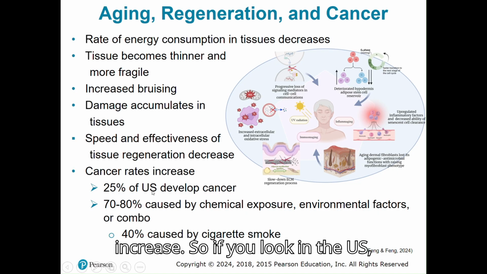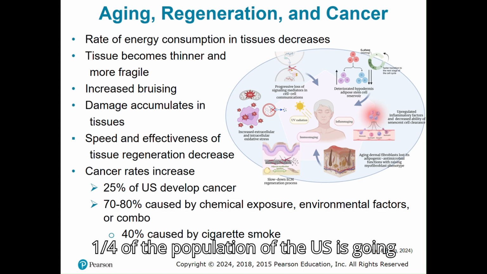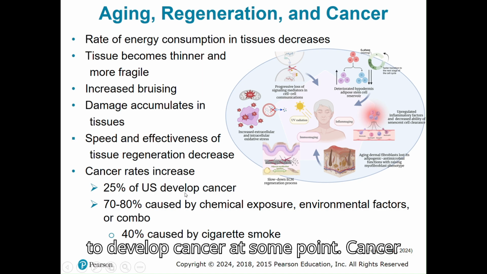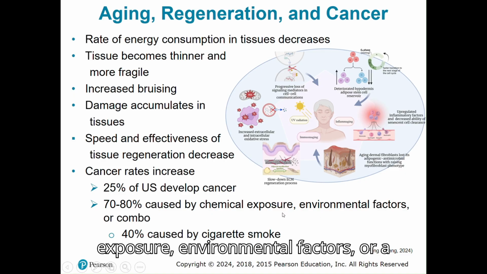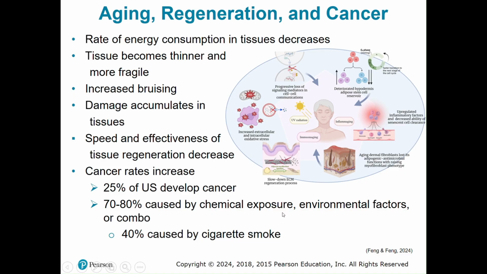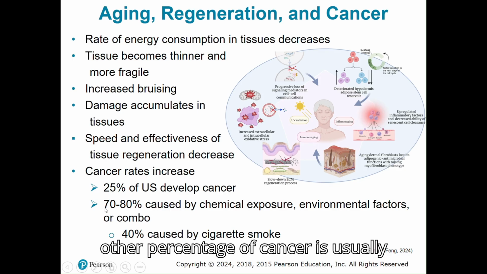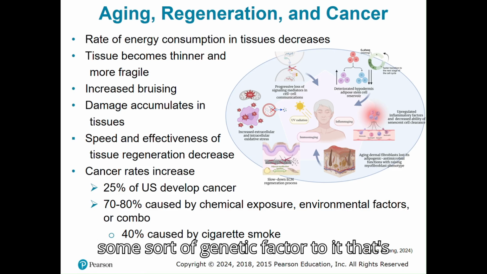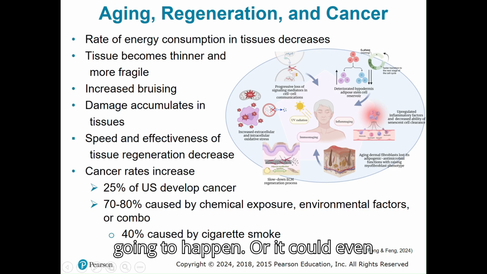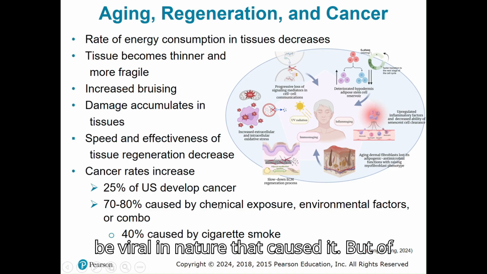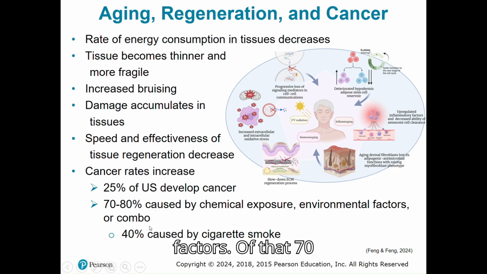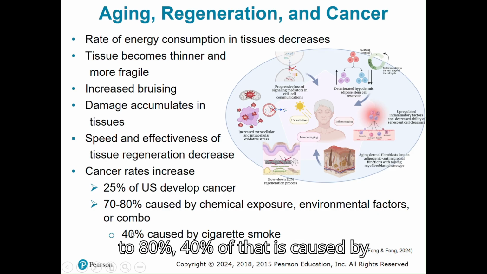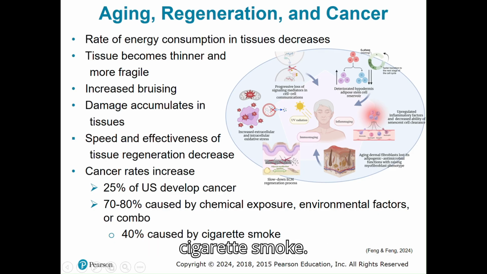So if you look in the US, 1/4 of the population of the US is going to develop cancer at some point. Cancer is oftentimes linked to chemical exposure, environmental factors, or a combination of two of those. That's 70% of cancer. The other percentage of cancer is usually some sort of genetic factor to it that's going to happen. Or it could even be viral in nature that caused it. But of that chemical exposure, environmental factors, of that 70 to 80%, 40% of that is caused by cigarette smoke.